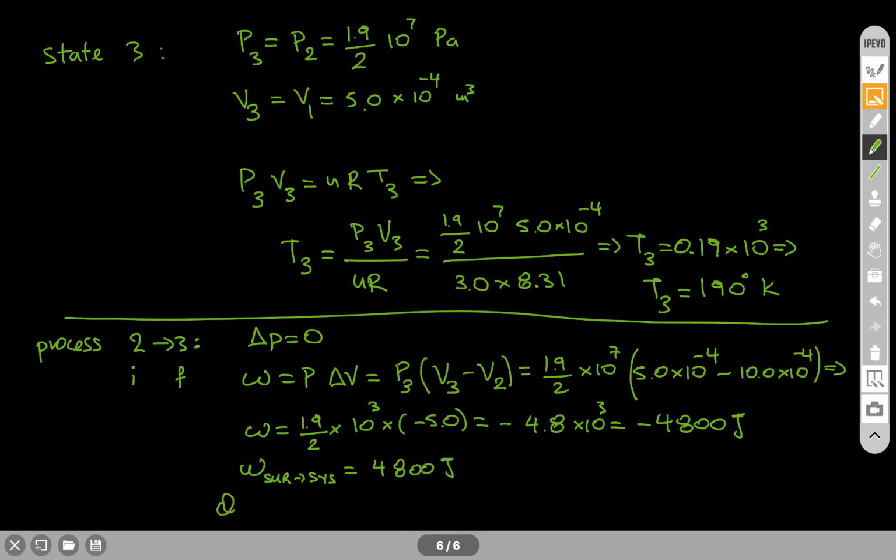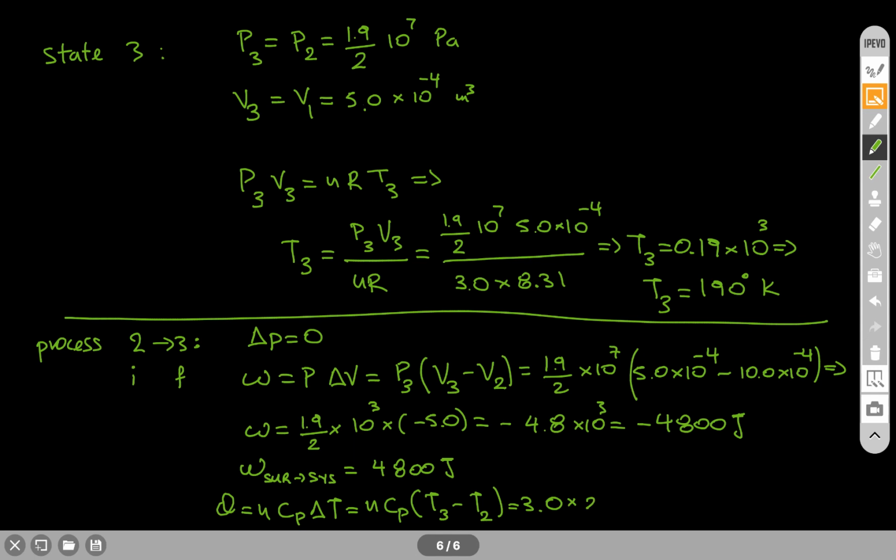So Q is n Cp delta T. I know what n is, Cp is just the constant. Now the final temperature minus the initial temperature. Remember, final is 3, initial is 2. So I need T3 minus T2. And I remember the number of moles is 3.